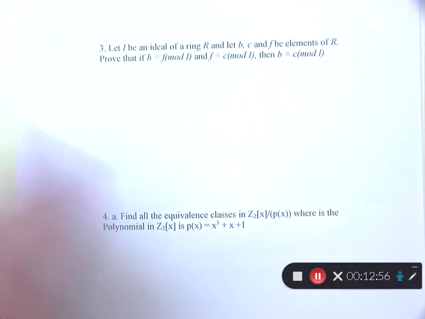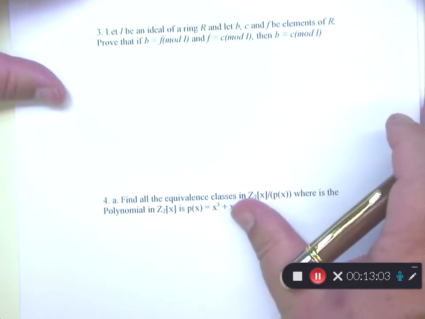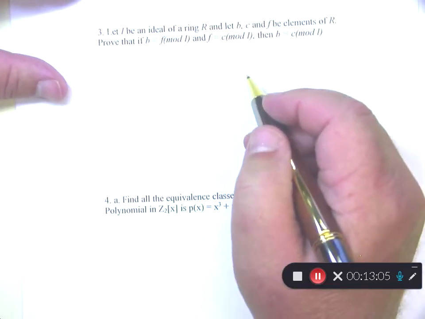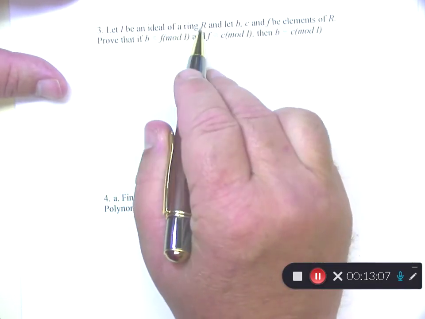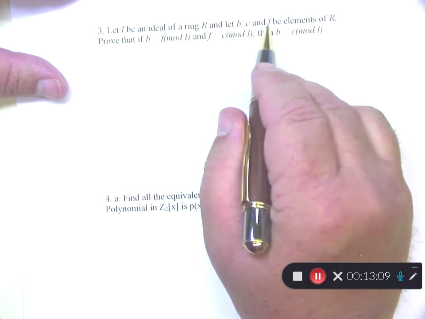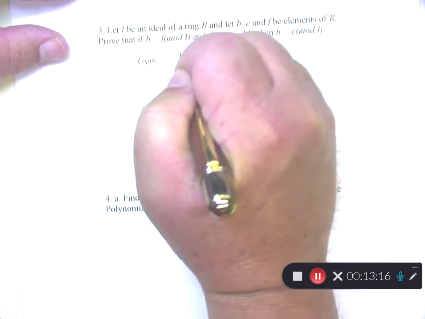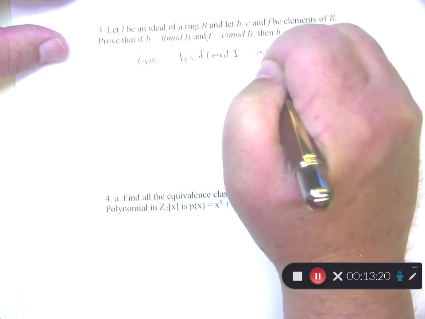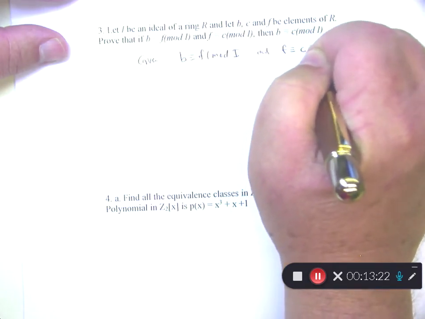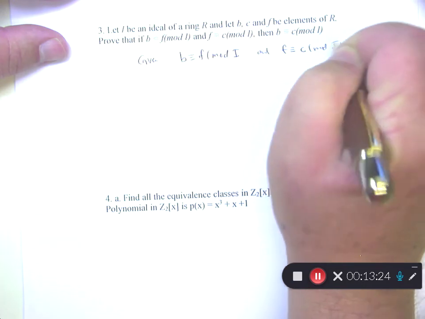Now, number 3 here is obviously a very short proof because I didn't give you much room on it. This is the definition, and it's supposed to be very straightforward. I'm just trying to work these definitions for you. Let I be an ideal of a ring R, and let B, C, and F be elements of a ring R. Prove that, if, meaning given, so we're given that B is congruent to F mod I, and F is congruent to C mod I.